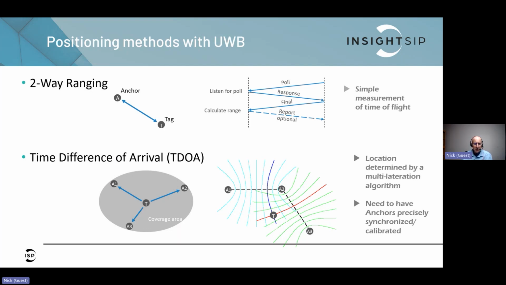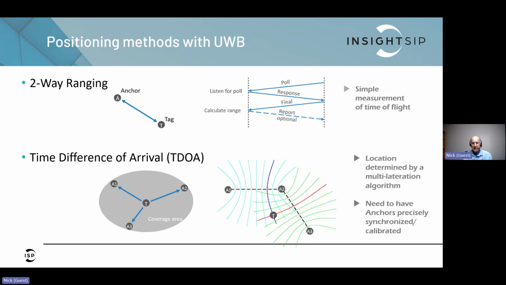The terms anchor and tag are used quite often in positioning systems. Generally the idea is the anchor is something that's fixed at a particular point in space, maybe attached to a wall or to a large object like a vehicle, and the tag is something that moves around that you want to find the position of. So two-way ranging is pretty simple.